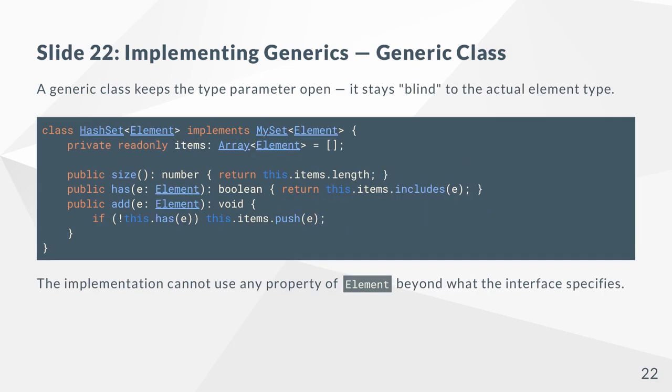A generic class keeps the type parameter open. It works for any element type. HashSet<Element> implements MySet<Element>. It stores items in a plain array. The implementation cannot assume anything about Element beyond what the interface specifies. It cannot call methods specific to numbers or strings on the elements. It can only use the operations guaranteed by the Element contract. This is the power of generics. You write the implementation once, and the type system enforces correctness for every element type.